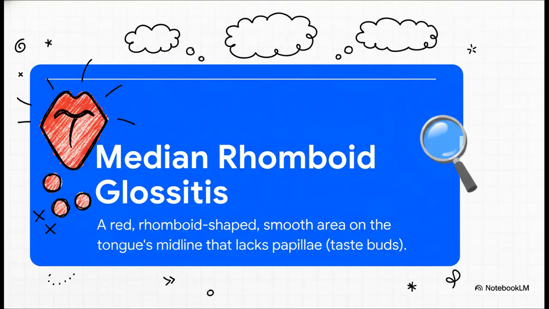Okay, so here's the official super medical definition. Yeah, it's a total mouthful. You see words like erythematous, that just means red, and atrophic papillae, that's just a fancy way of saying the tiny little bumps on your tongue are missing in that spot. But don't get bogged down in the jargon, because the name itself tells you everything you need to know.